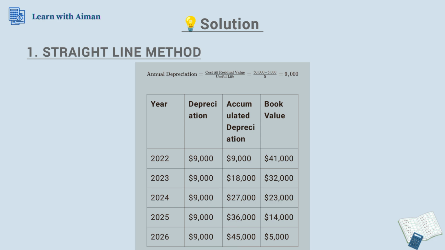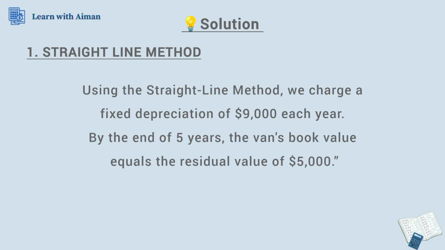In the fourth year, 2025, depreciation is $9,000. It remains constant. Accumulated depreciation is $36,000 and book value is $14,000. In our last year, year 5, 2026, depreciation is $9,000, accumulated depreciation is $45,000 and book value is $5,000, and this is also our residual value. So using the straight line method, we charge a fixed depreciation of $9,000 each year. By the end of 5 years, the van's book value equals the residual value of $5,000.